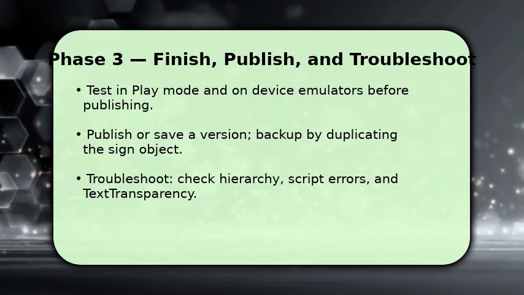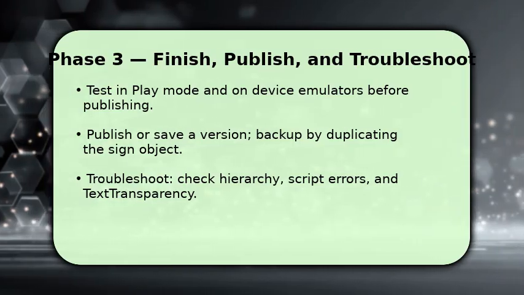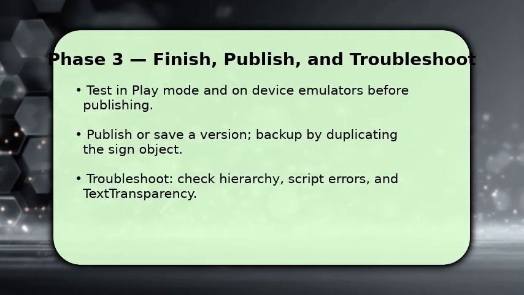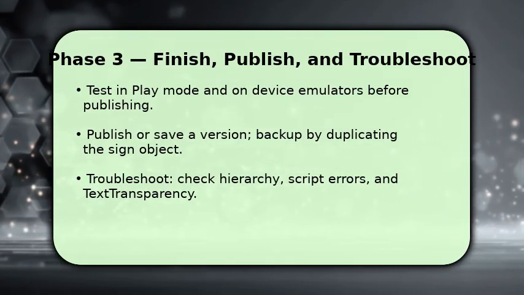Finish by testing in Play and device emulators to confirm alignment and readability. Make adjustments to text transparency or size if letters clip. Once satisfied, publish or save a version and duplicate the sign for backup.